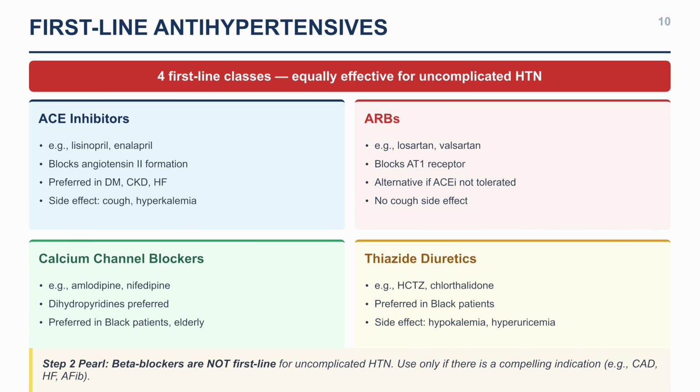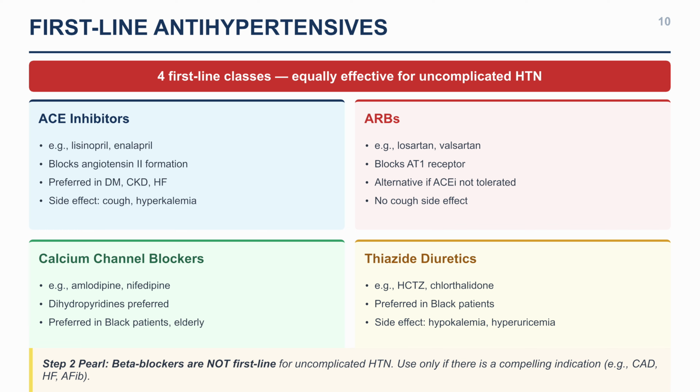There are 4 first-line classes of antihypertensive drugs, all equally effective for uncomplicated hypertension. First, ACE inhibitors, like lisinopril and enalapril. They block angiotensin II formation, preferred in patients with diabetes, chronic kidney disease, or heart failure. Common side effects are cough and hyperkalemia. Second, ARB, such as losartan and valsartan.